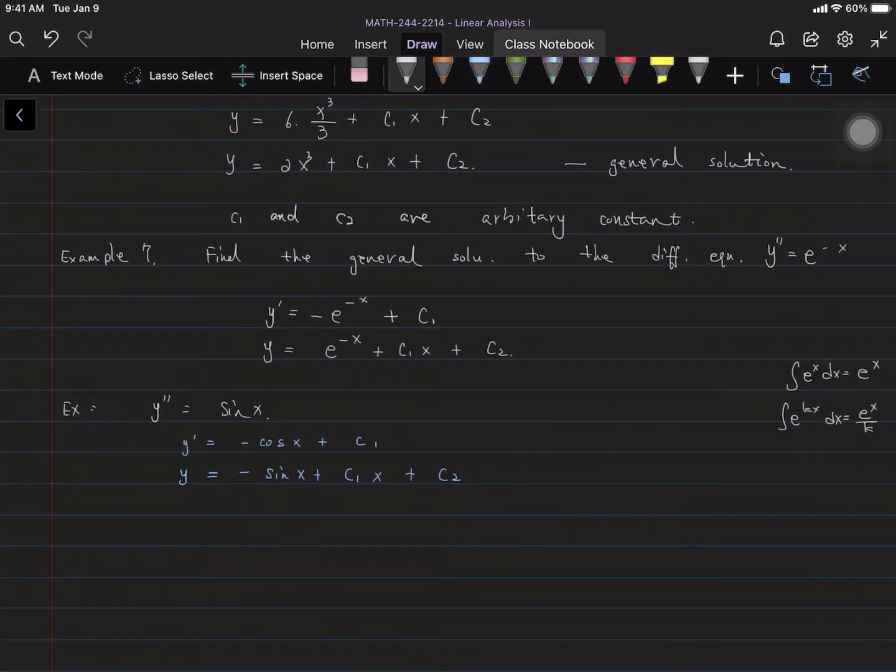Next, we are going to do initial value problems. So what is called an initial value problem? Let me give you the definition.